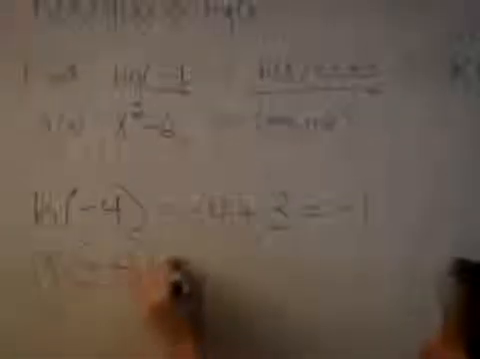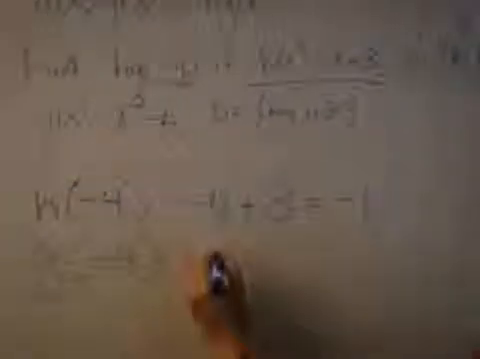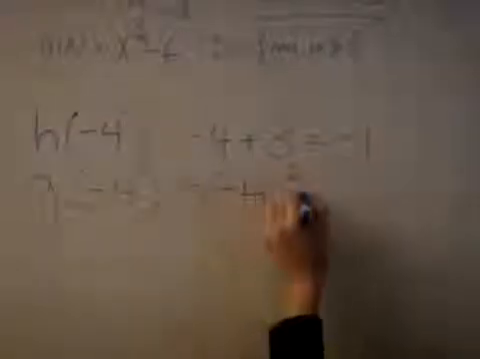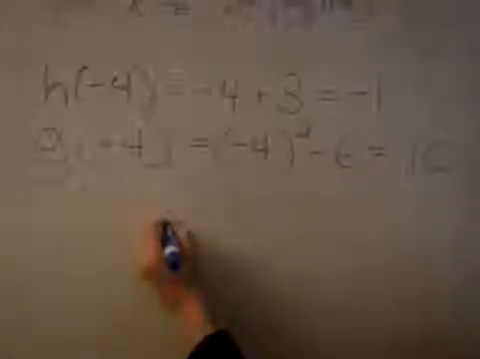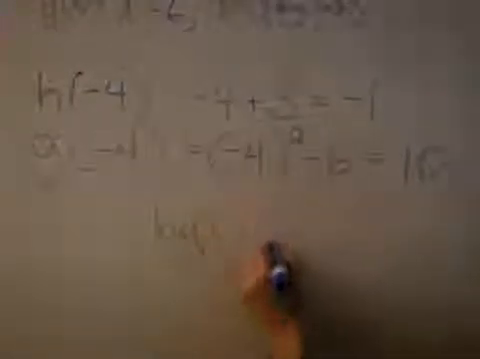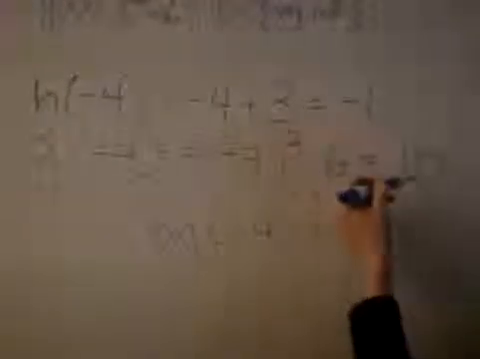So what I'm going to do is evaluate the h function when x is negative 4. I'm going to put a negative 4 in where that x is and add it. And then I'm going to evaluate the g function with negative 4 in it. So we're going to put negative 4 in where the x is. So we get negative 4 squared minus 6, and that would be 10. And if we multiply these two together, because we want h of g of negative 4, it's the same thing as multiplying the h function times the g function, so we get negative 10.